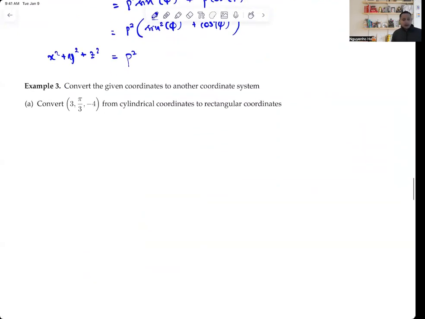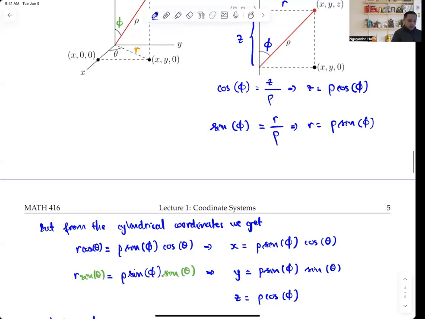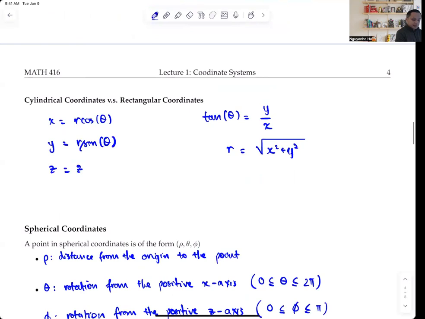So let's take a look at example 3. Right, so you are given this point, and this is in cylindrical coordinates. We want to convert this point to rectangular or Cartesian coordinates. By looking at this point, I have r equal to 3, theta equal to pi over 3, and z is equal to -4. All right, so let's identify that much. So this is r, this is theta, and this is z. And we're going to utilize this formula right here.